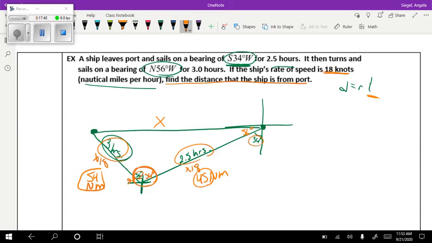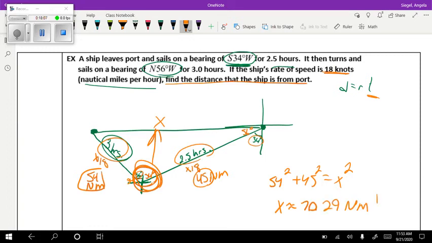And so here, I mean, you could even do Pythagorean's theorem since this is your right angle. So that would be your hypotenuse. So 54 squared plus 45 squared equals x squared. And x should equal about 70.29 nautical miles.